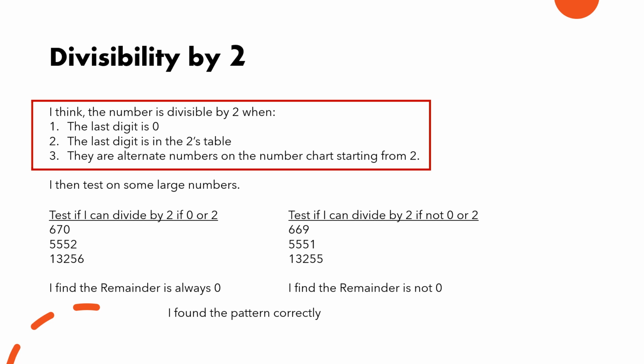So what is the pattern? If a number is divisible by 2, the last digit must be 0 or it must be 2, 4, 6 or 8.